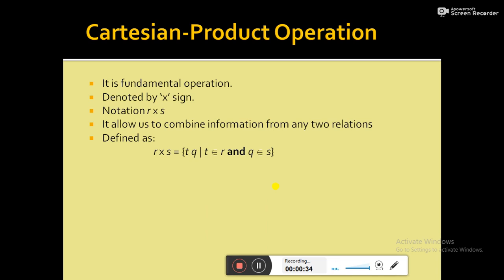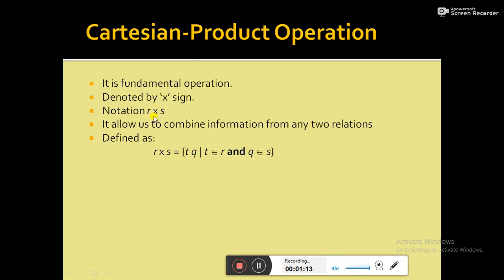Now the Cartesian product operation is a fundamental relational algebra operation, and it's a binary operation because it can take two relations or more than two relations as input. It is denoted by the cross sign, and the notation is R cross S. So R cross S signifies a Cartesian product operation, where R is a relation and S is another relation, and the multiplication sign, a product sign, represents the Cartesian product operation between the two relations R and S.